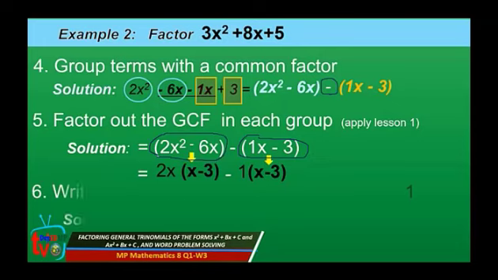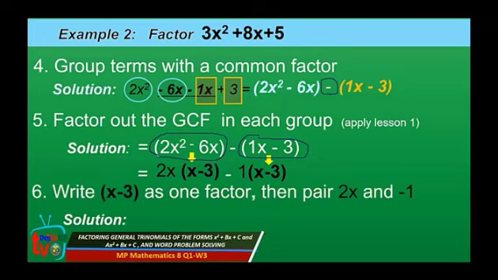And for the last step, let's write the quantity x minus 3 as one factor, or we copy the common factor obtained in step 5. And then after that, we pair the outside factors, which are 2x and negative 1. Therefore, the final factors are the quantity x minus 3 times the quantity 2x minus 1.